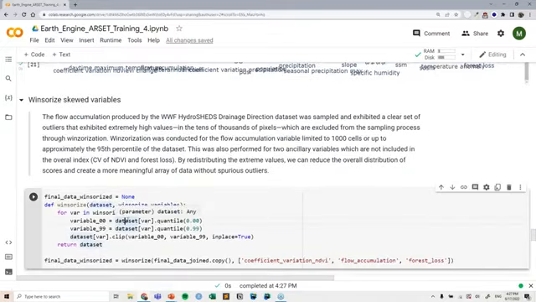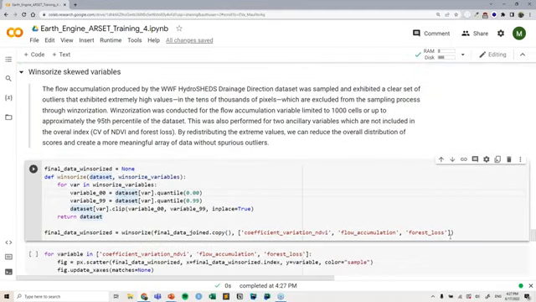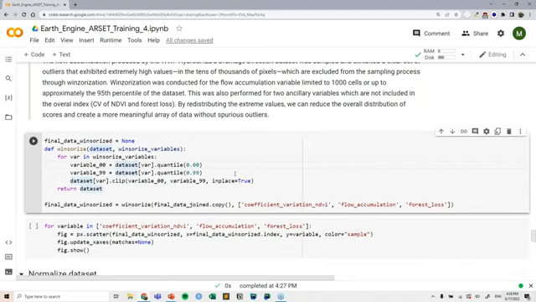After we've gone through our process, we see that essentially 3 variables have some amount of skew, and we've gone to the next step, which is to Winsorize these skewed variables. The primary one that ends up in our data set is flow accumulation. Both forest loss and coefficient of variation of NDVI were excluded because of the exogenous versus endogenous factor that we mentioned earlier. Here we defined a function that clips the data at the 99th percentile.